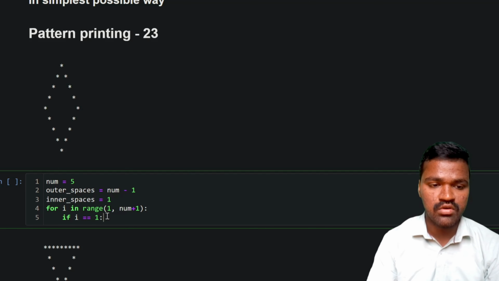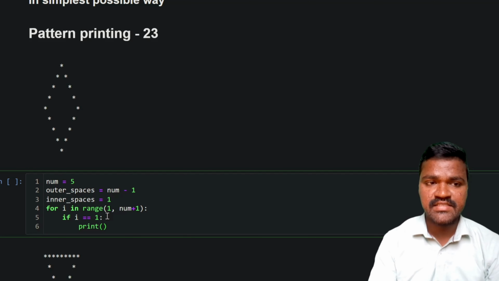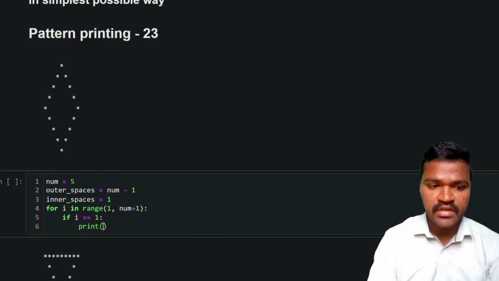If i equal to 1, I will print a single star. Before printing the single star, we also have these outer spaces. So first I will mention a space, and I will multiply this space with the outer spaces.